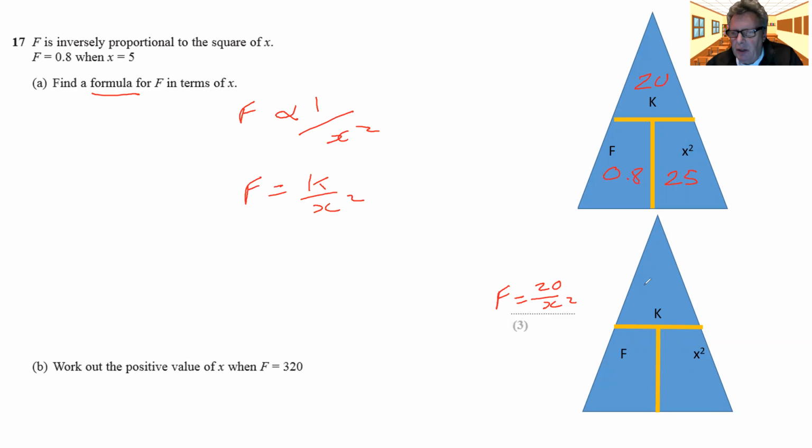Second half of the question, we know k is 20, so we put that in there. f is 320 now. So if we do 20 divided by 320, we're going to get 1 over 16. But that's x squared, so x squared is 1 over 16. So x, we have to square root it, is 1 over 4.